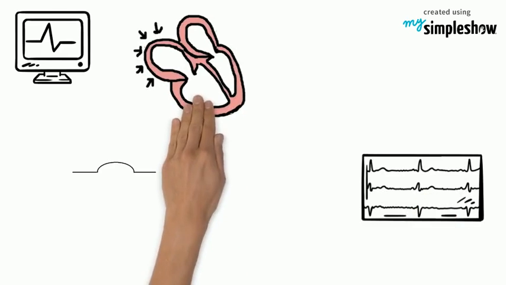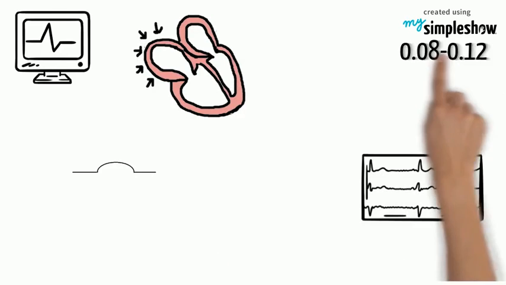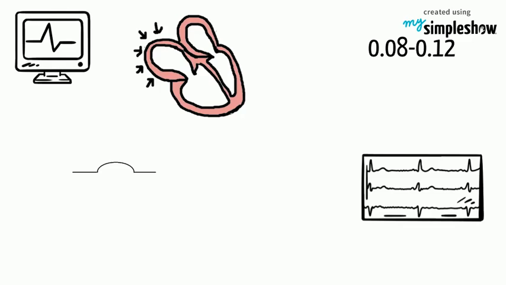The P-wave is the initial deflection in the electrocardiogram. The P-wave is visible in the ECG due to the depolarization or contraction of the atria. The normal duration of the P-wave is 0.08 to 0.12 seconds and the amplitude of the P-wave is 0.1 to 0.3 mV.